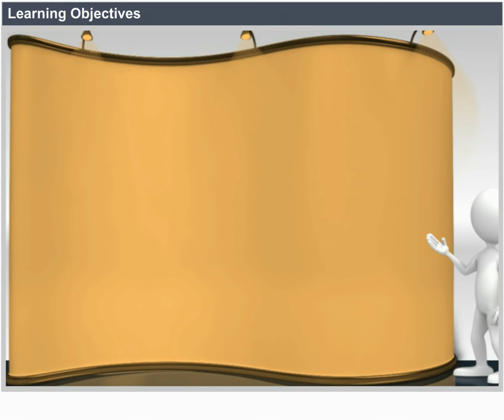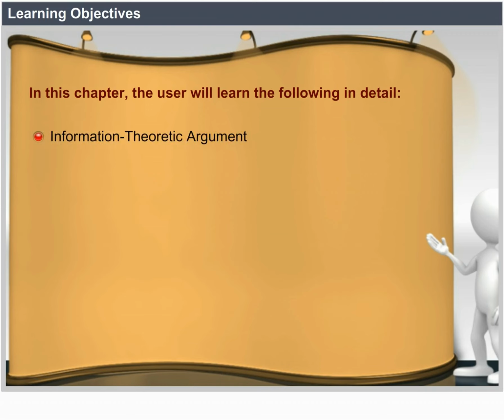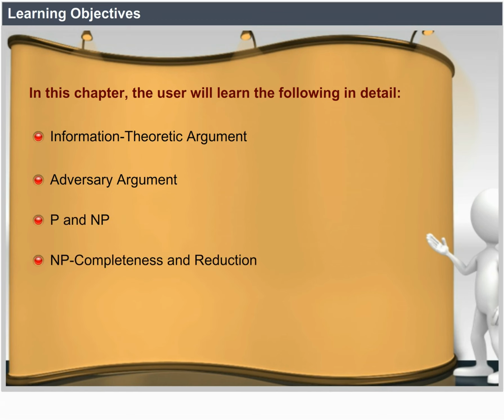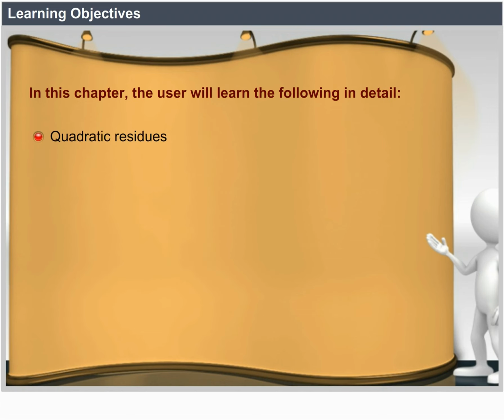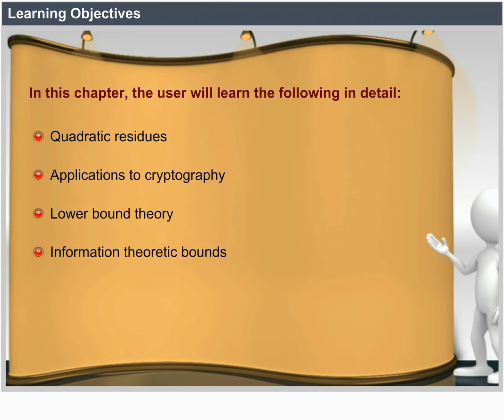Learning objectives. In this chapter, the user will learn the following in detail: information theoretic argument, adversary argument, P and NP, NP completeness and reduction, primality tests, quadratic residues, applications to cryptography, lower bound theory, and information theoretic bounds.